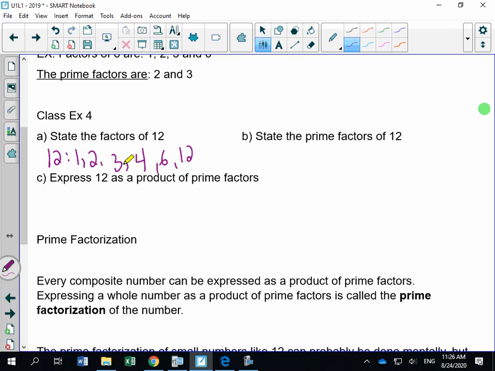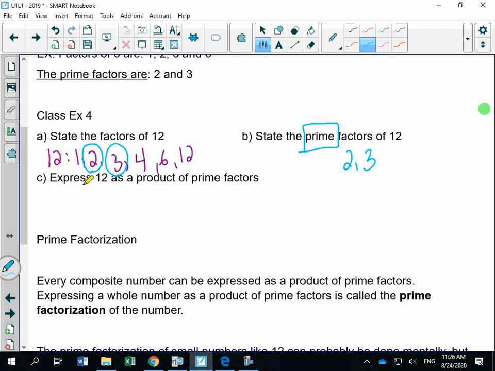So state the factors of 12: 1, 2, 3, 4, 6, and 12. State the prime factors of 12. So let's go through all of these factors and circle which were the prime numbers. The prime numbers are only divisible by 1 and itself. So 2 is a prime and 3 is a prime, right? This is a composite, composite, composite. And remember I told you about number 1, it's neither prime nor composite. Prime has to have exactly 2 factors. So the answer for B, the prime factors of 12, are 2 and 3.